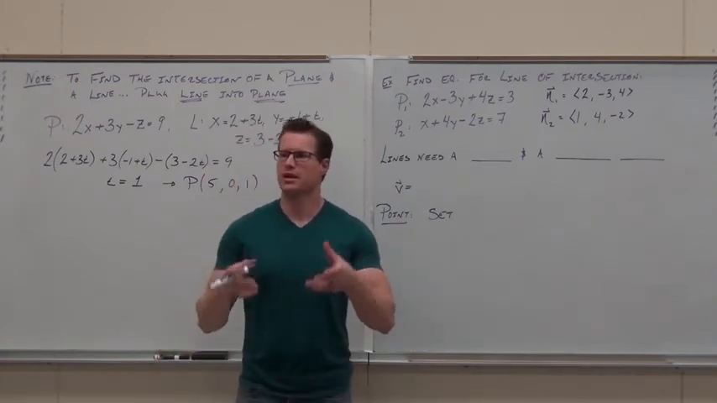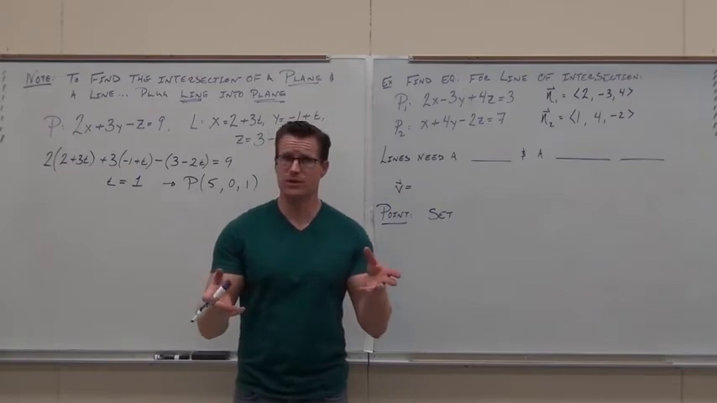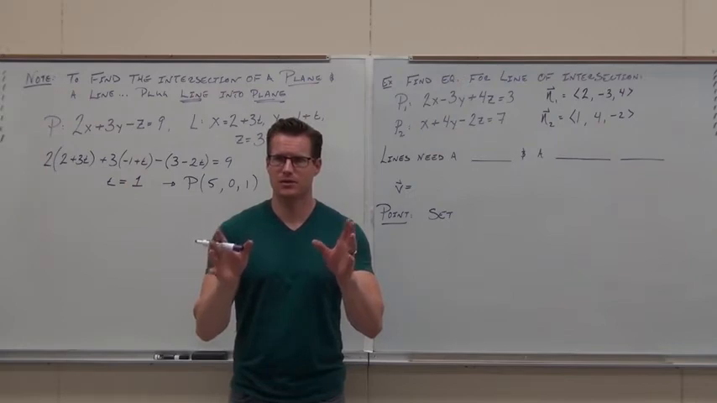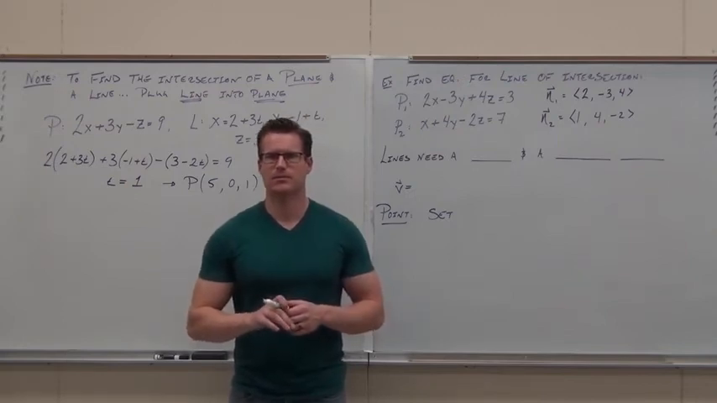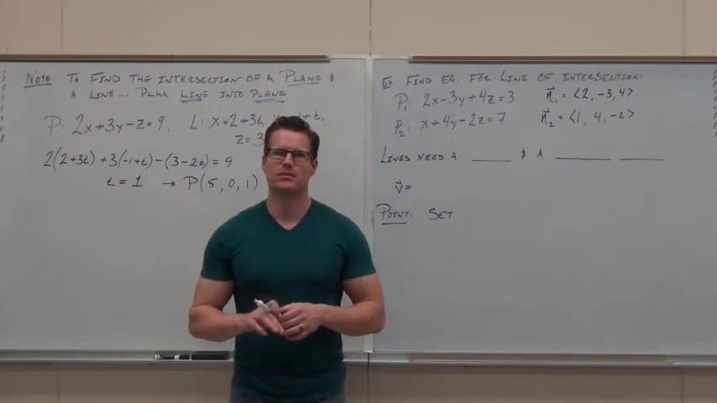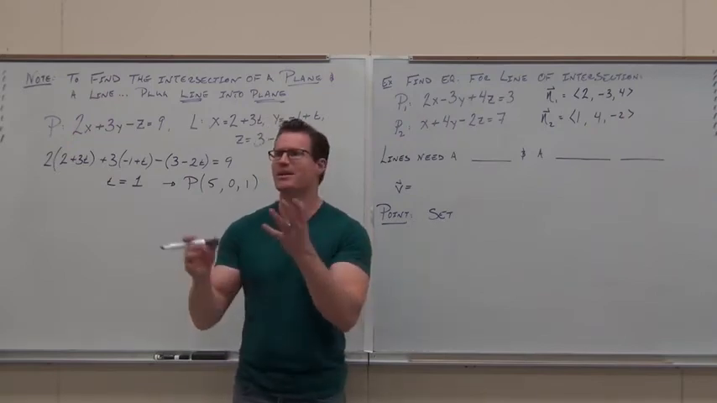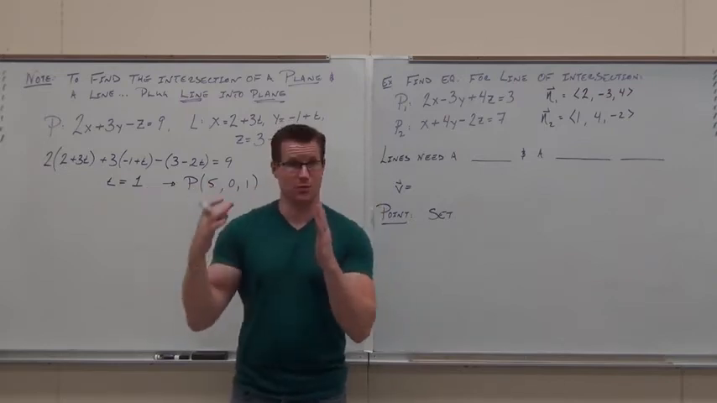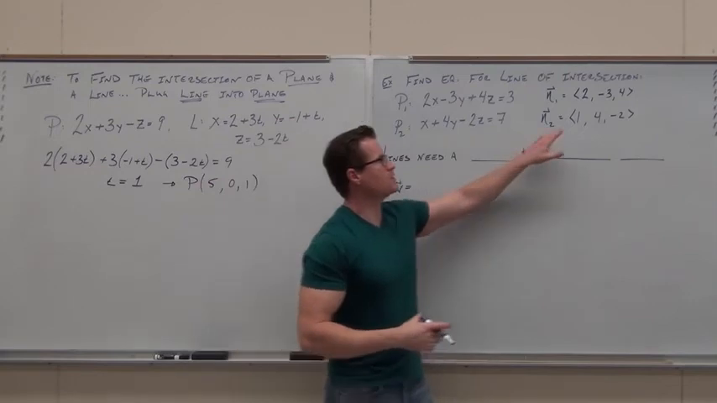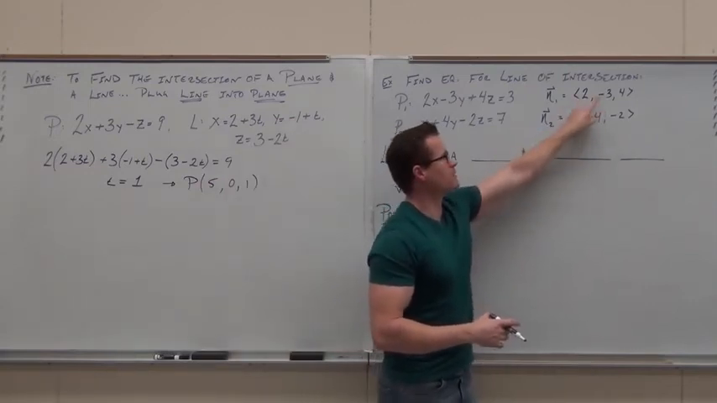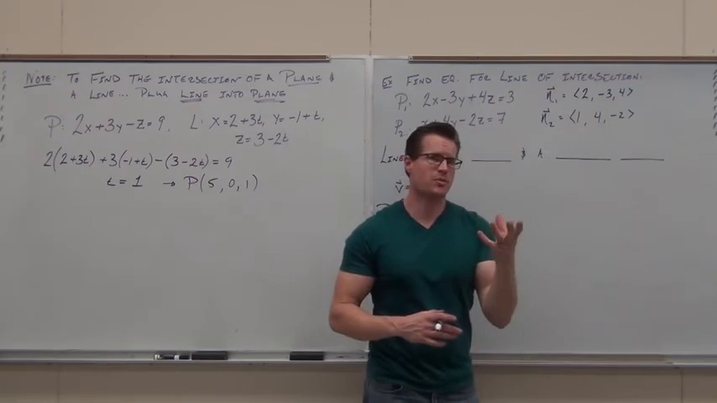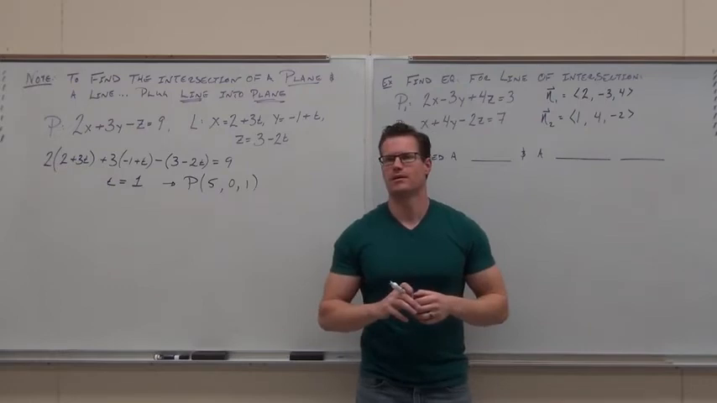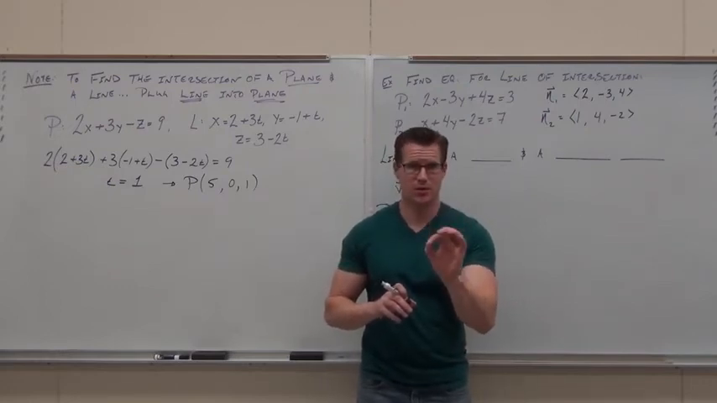Okay, let's describe the relationship between the planes. I told you that these planes are going to intersect unless they're parallel. Are the planes parallel? No. Why not? Because the normals aren't parallel, and the relationship between the normals is the relationship between the planes. If they're parallel, the planes are parallel. If they're perpendicular, the planes are perpendicular. These are not parallel. You can tell they're not scalar multiples. They're also not perpendicular, because the dot product is not zero.